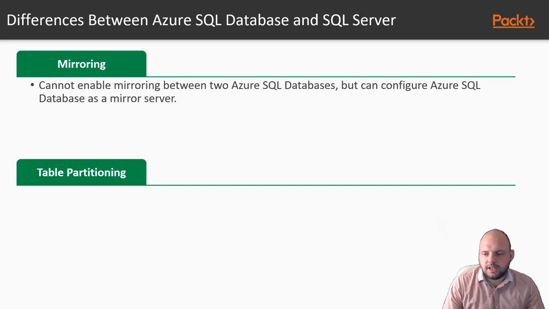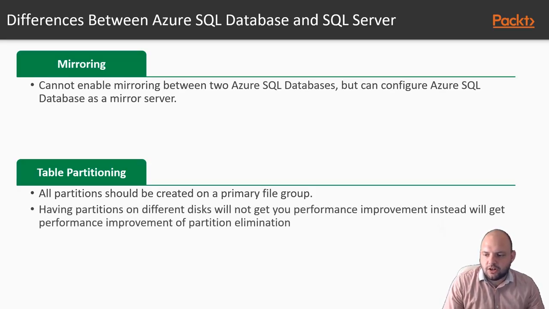Other differences include table partitioning. Table partitioning using a partition scheme and a partition function is allowed in Azure SQL database. However, because of the PaaS nature of the Azure SQL database, all partitions should be created on the primary file group. So you won't get the performance improvement of spreading your partitions across different disks or spindles. However, you will get a performance improvement of partition elimination.